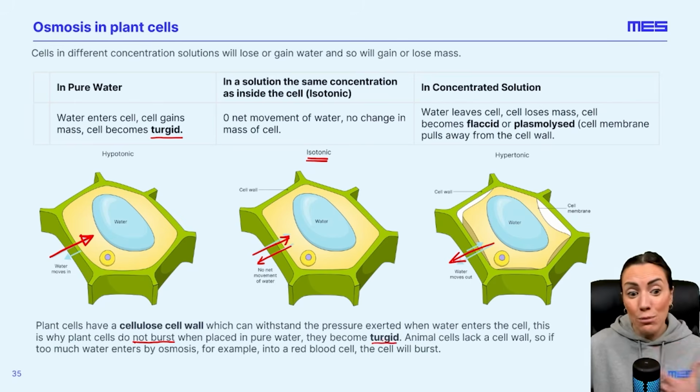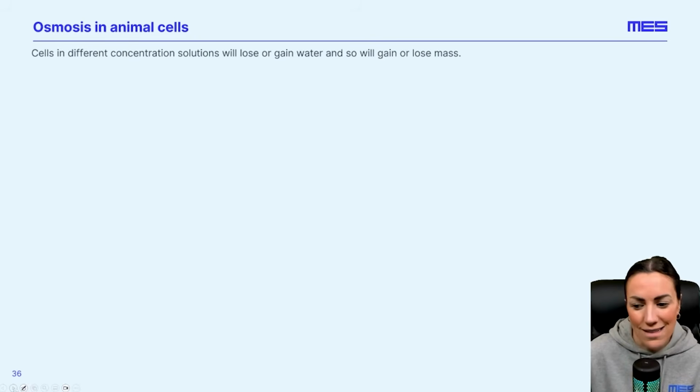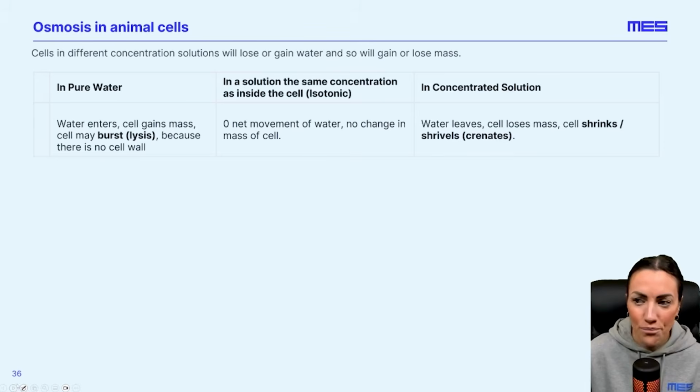And that would actually help to support the plant. If the cells are turgid, it gives the plant strength and support so it can stand upright and it won't wilt. Now, this is not the same as an animal cell. Animal cells don't have cell walls, so if too much water enters an animal cell by osmosis, the cell would burst. Let's look at animal cells now. So this is different, right? Remember, they don't have a cell wall.